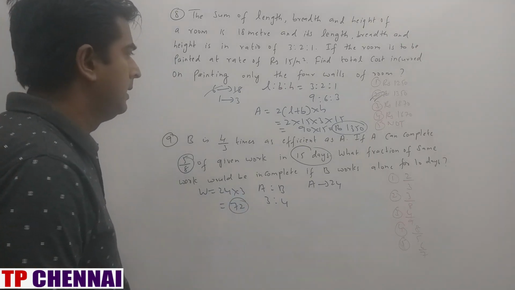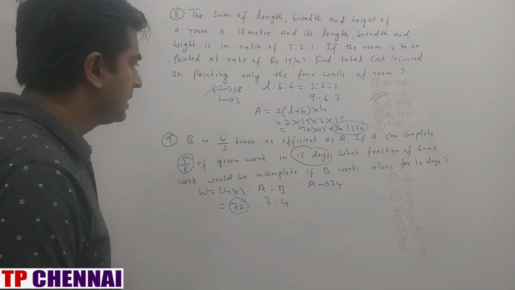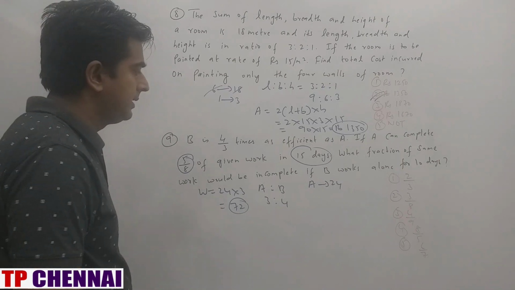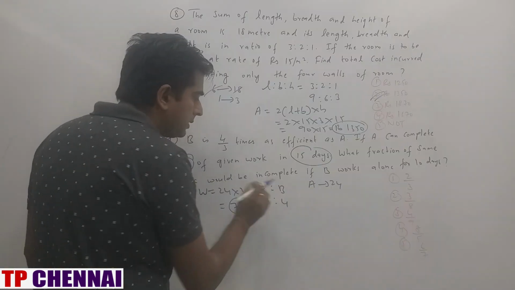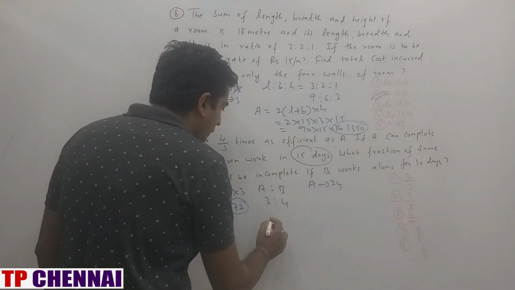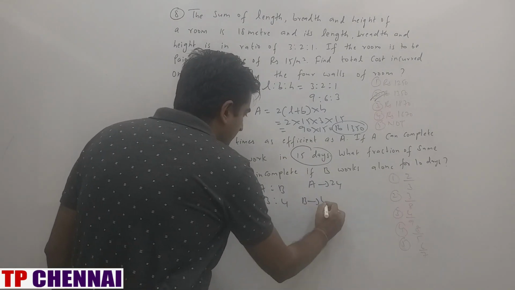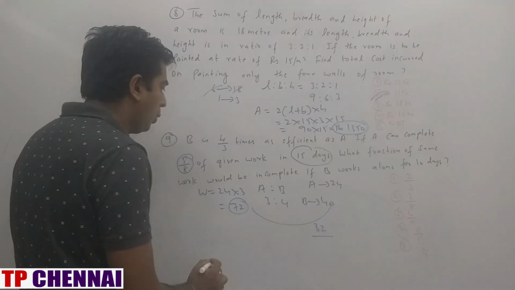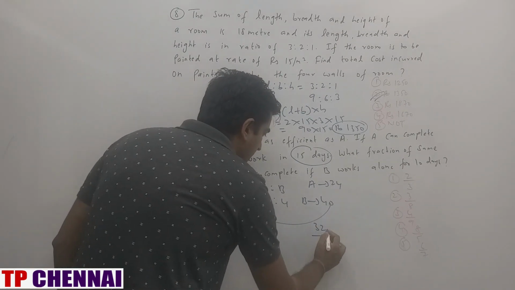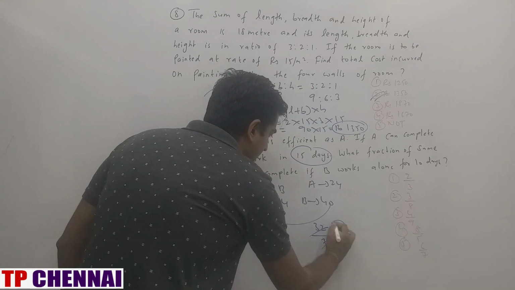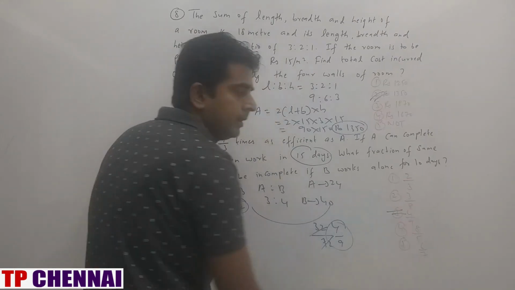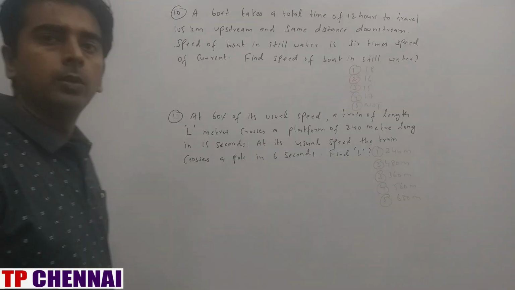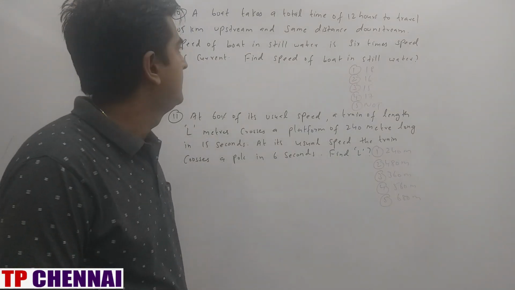Now they are saying what fraction of the same work would be incomplete if B works alone for 10 days? So B's efficiency is how much? 4. So 10 into 4 is 40. B will do 40 work. Remaining is how much? 32 out of the total, which is 72. So 8 4s are 32, 8 9s are 72. What is the answer? 4 by 9, which is nothing but the third option. So I hope you are clear with the previous question. Now we'll see the 10th one.